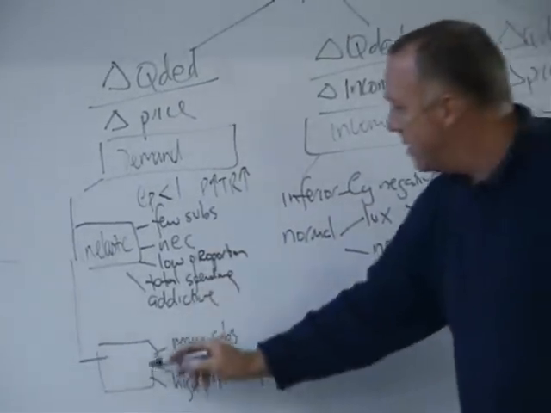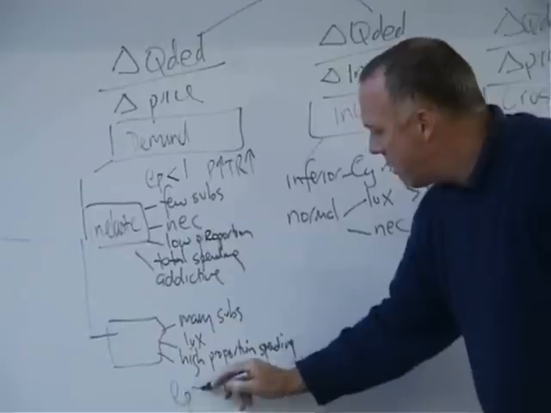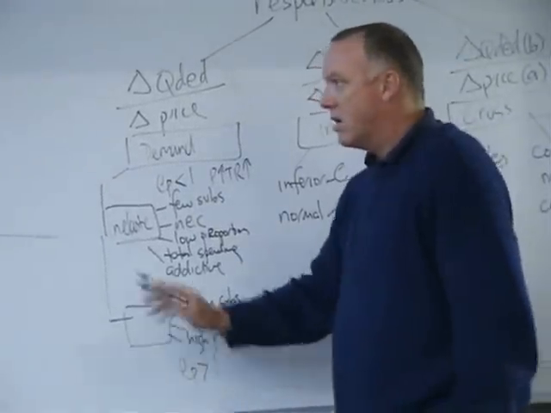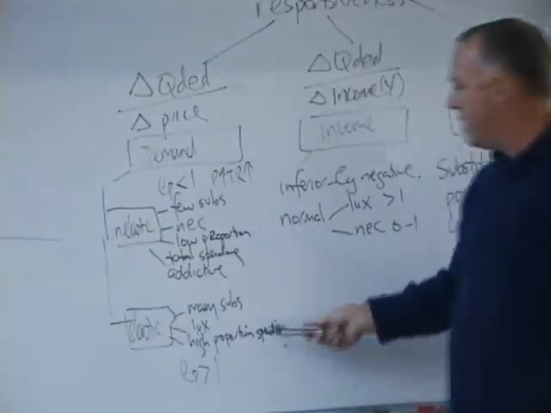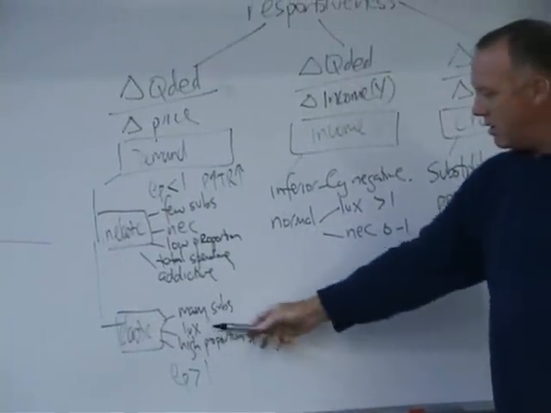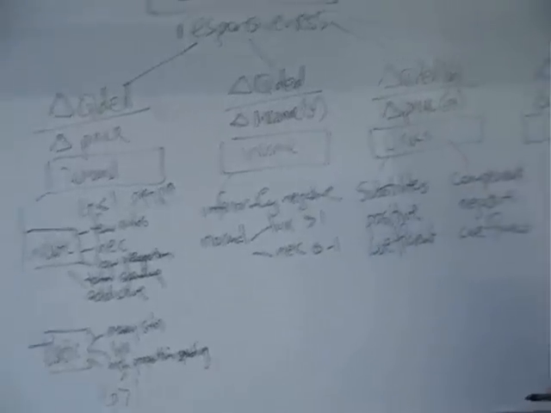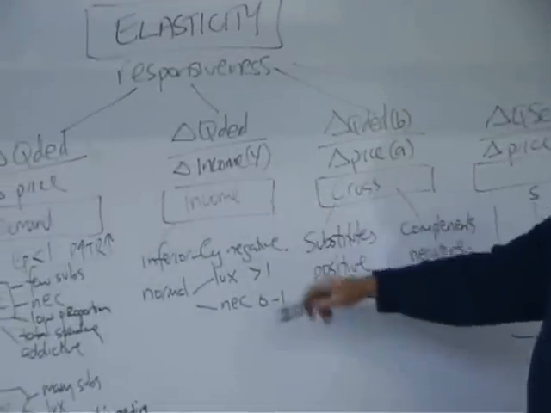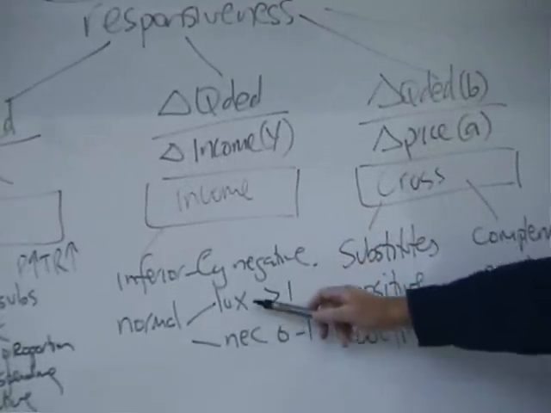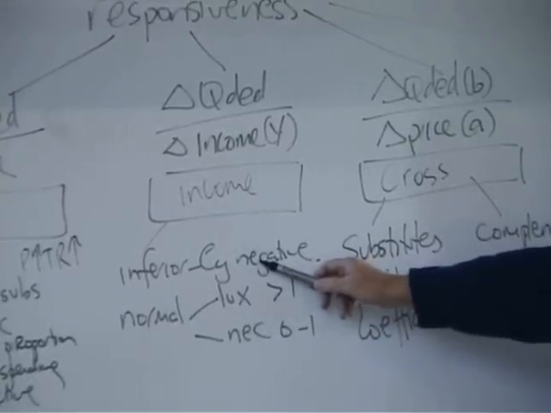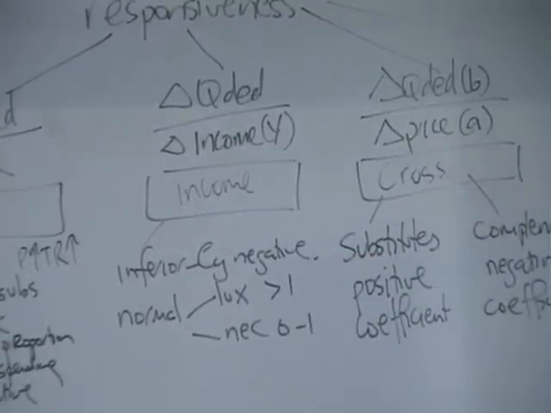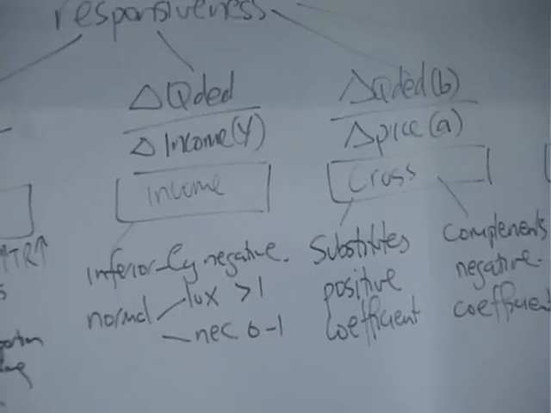The opposite of that is obviously EP greater than 1, that is elastic, and that means many substitutes, luxuries, and a high portion of total spending. Income elasticity tells us whether products are inferior or normal luxuries or normal necessities. Inferior products have a negative EY. That basically means as your income goes up, you buy less of them.